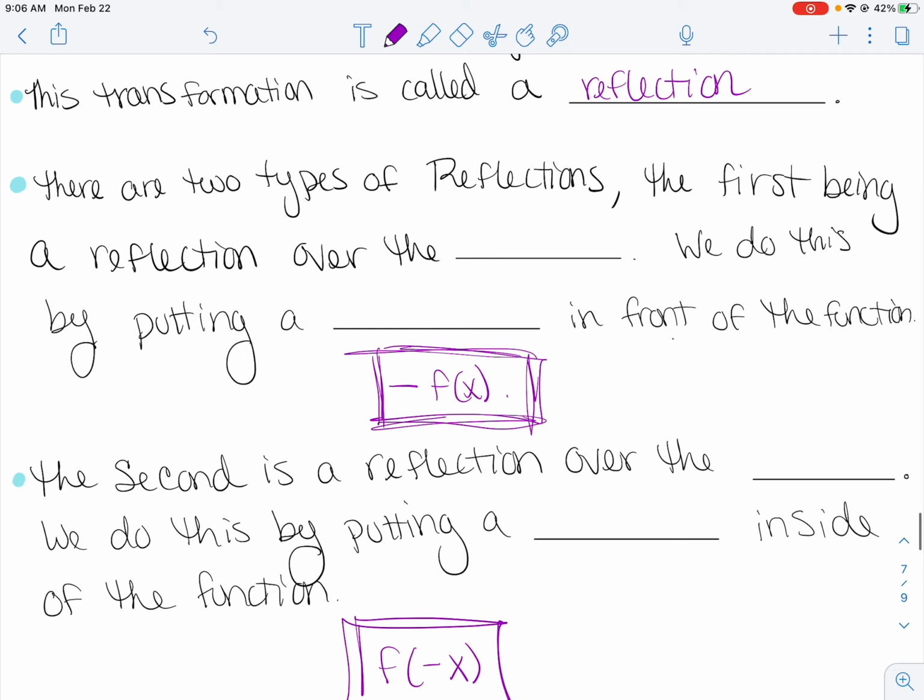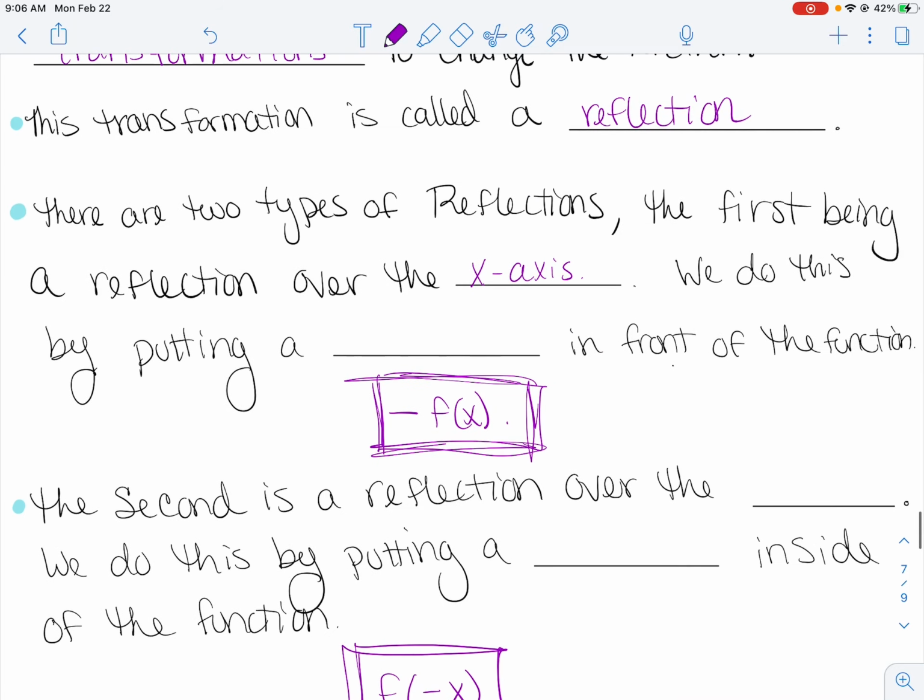All right. There are 2 types of reflections. The first being a reflection over the x-axis. And you might remember this from geometry. You did this with shapes back in geometry. Reflection is the same idea as a flip. Back in geometry you would have reflected a shape. We're going to do this with functions though. So we're going to flip a function over the x-axis.